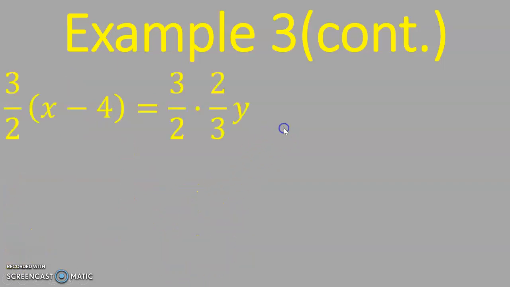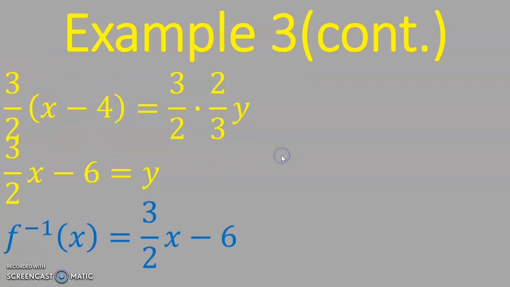So next slide, this is where we left off. These 2 are going to multiply to 1, leaving y isolated. And notice on the left-hand side, 3/2 times x is 3/2 x. 3/2 times negative 4, well, that's negative 12/2 or negative 6. And again, we tidy that back up into this nice inverse function notation. This is red. F inverse of x equals 3/2 x minus 6.